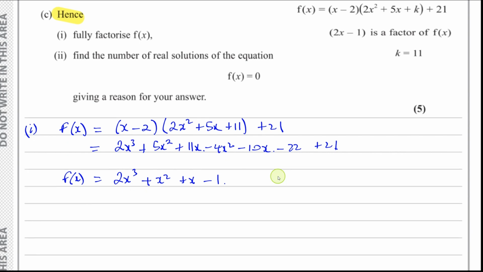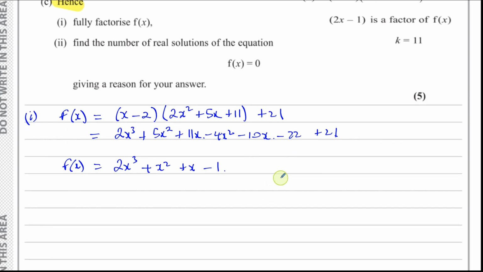Now we know that 2x minus 1 is a factor of f of x. Okay, so if 2x minus 1 is a factor of f of x, then if we take 2x minus 1 and we divide f of x by 2x minus 1, the remainder will be 0. And when we divide them by using algebraic long division, then what will be left on top will be the quotient, which means these two are the two factors of f of x. So we can factorize it that way.